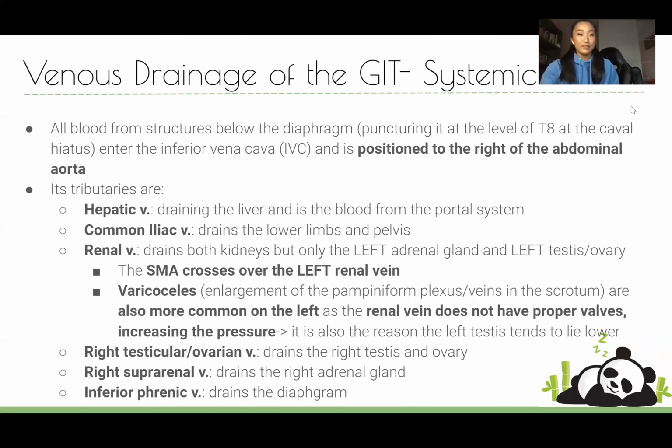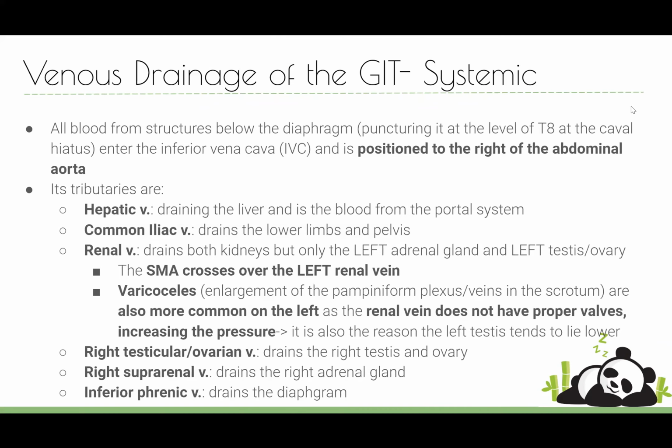Okay, all right, so in terms of venous drainage of the GIT, there's 2 major draining systems: the systemic system, and then there's the portal system. I'll talk about the portal system in a sec. But the systemic system will go through the IVC, which punches through the caval hiatus at level T8, positioned to the right of the abdominal aorta. And these tributaries are all these sort of veins.